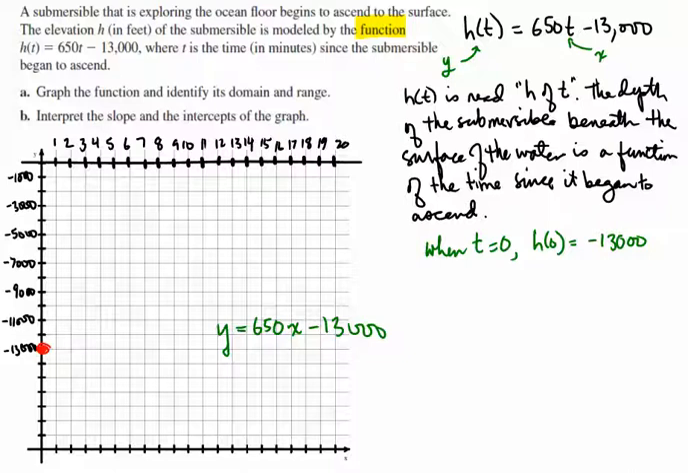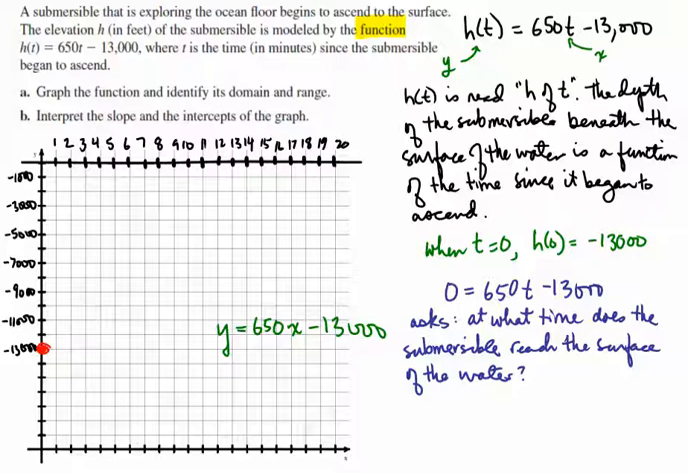So what I can do is, instead of letting t equal 0, just like we did with intercepts, I could let the equation equal 0. In this case, let y equal 0. So 650t minus 13,000. And if I were going to solve this, what this is basically asking is, at what time does the submersible reach the surface of the water, when its depth is 0 feet beneath the surface of the water?